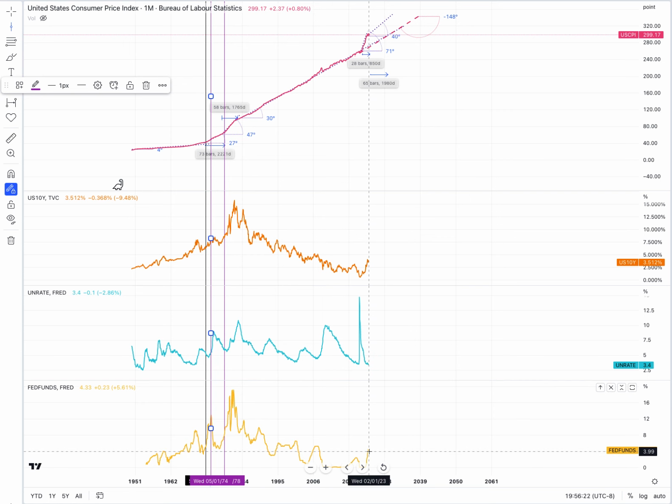So that's why people keep referring to that. The Fed has never raised interest rates at this rate before. So in this regard, we have the 71 degrees, the steepest of the inflation that happened during these 28 bars, or 850 days.